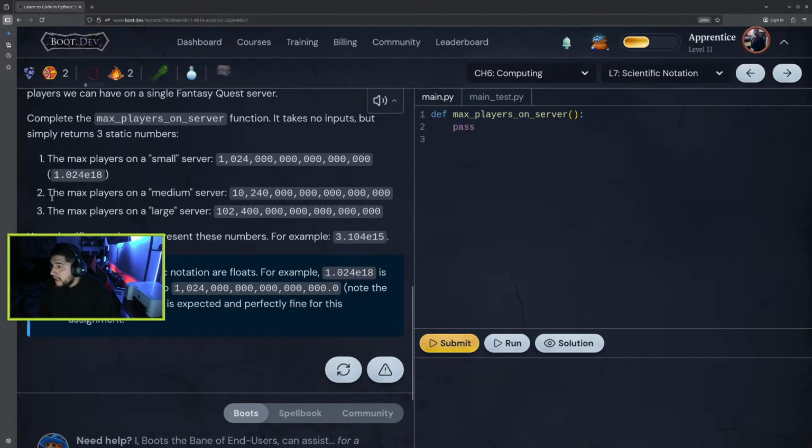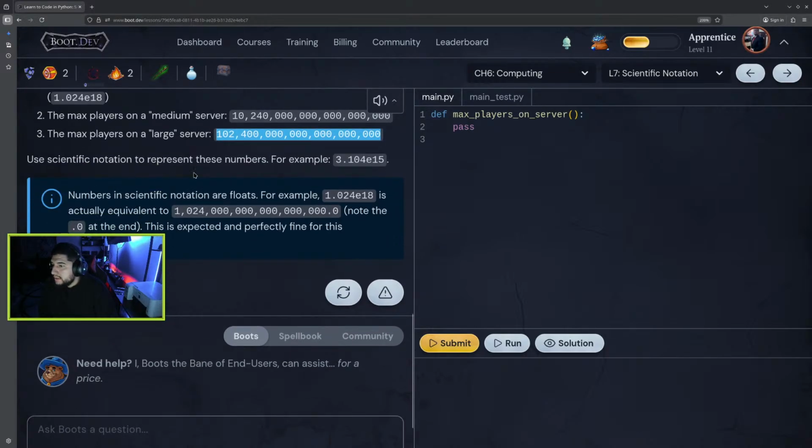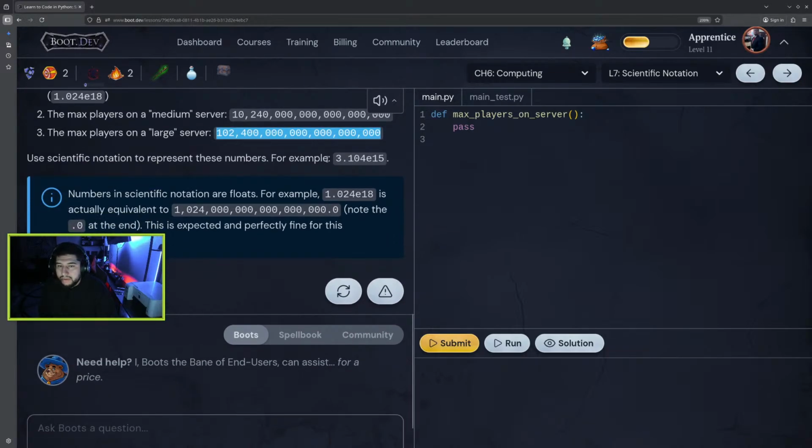All right. The max players on a medium server is 10,000. Three, the max players on the large server is this big number. Use scientific notation to represent these numbers. For example, 3.104.